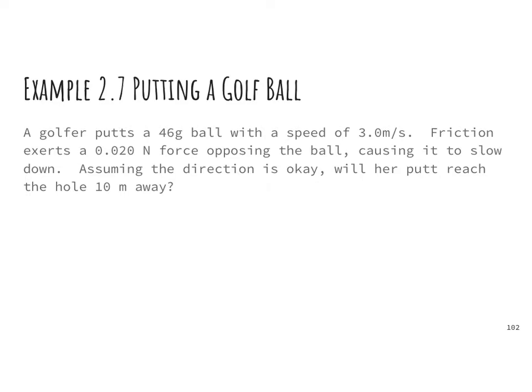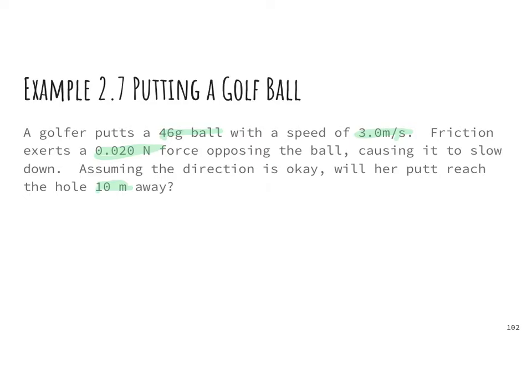It says a golfer putts a 46-gram ball with a speed of 3 meters per second. Friction exerts a 0.020 Newton force opposing the ball, causing it to slow down. Assuming the direction is okay, will her putt reach the hole 10 meters away? All right, so again, we have a lot going on. And the question is asking me, I putt the ball, it's going some velocity, will it go some distance?